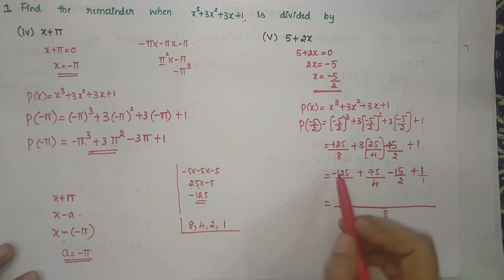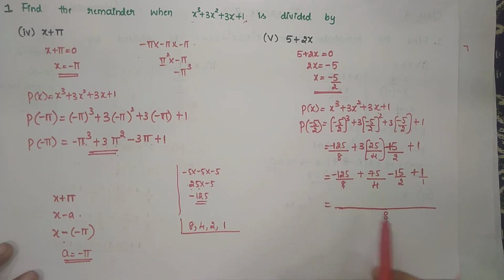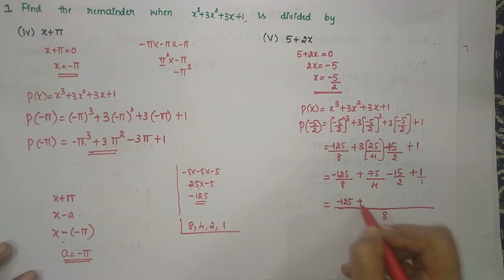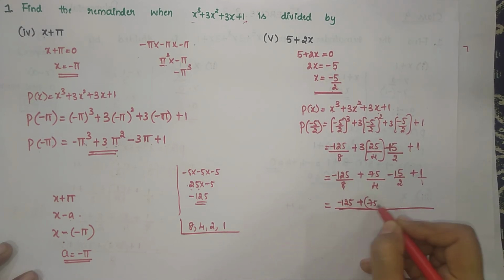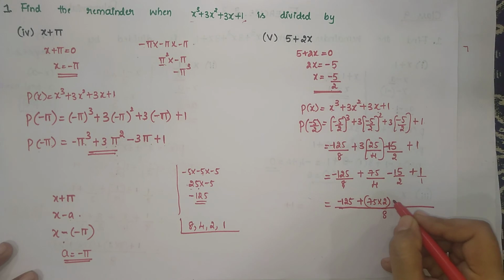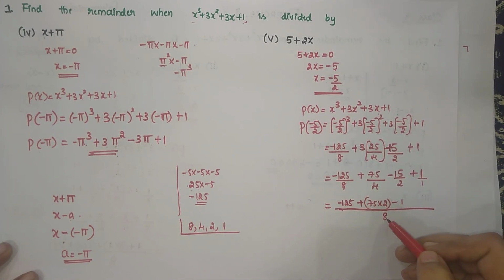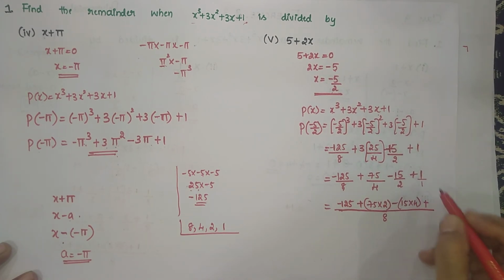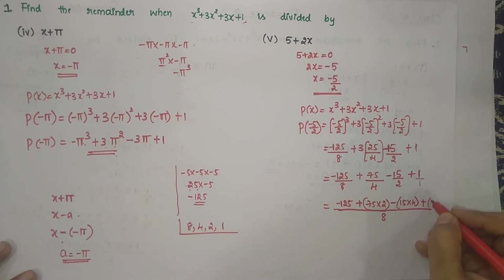Then we have minus 125, and in the denominator it is 8. And we know that 8 ones are 8. So it is minus 125, plus 4 into 2 is 8, so 75 should be multiplied with 2. Minus, we have 2 in the denominator, and 2 4s are 8, so this 15 should be multiplied with 4. Plus 1 in the denominator, so 1 into 8 is 8.